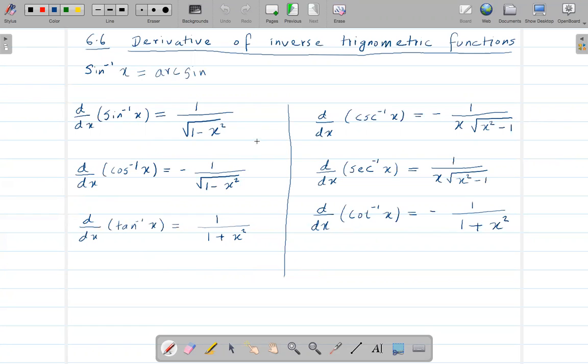So this is section 6.6. First I'm going to talk about the derivative of inverse trigonometric functions. The way we write the inverse is like this. This means the inverse, or we can even say arc sine of x. Arc means inverse, so arc sine or sine inverse x. Basically, these two mean the same thing.